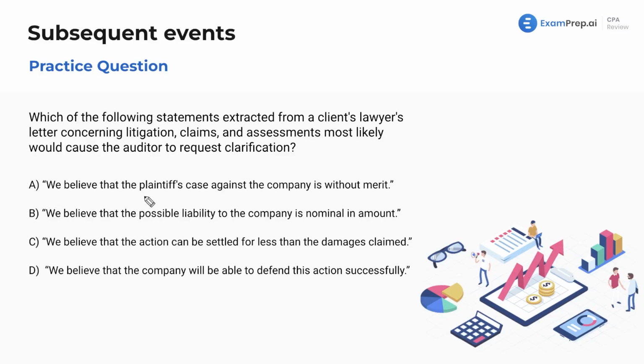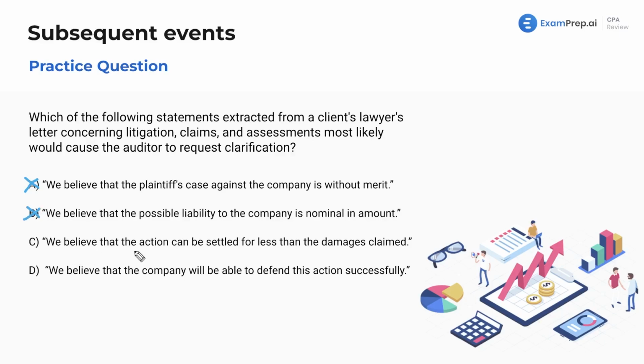We believe that the plaintiff's case against the company is without merit. So in this case, okay, there is a lawsuit going on. However, which of these is going to cause some concern for us? Here, we believe the plaintiff's case against the company, the client, is without merit. So this would basically mean that it's a remote possibility. As such, we would not disclose or anything with this. We would just ignore this. If the client's legal counsel is saying it's nothing to worry about, then I'm not going to worry about it. We believe that the possible liability to the company is nominal in amount, so basically immaterial there. And if that's the case, we're not going to worry about that either.